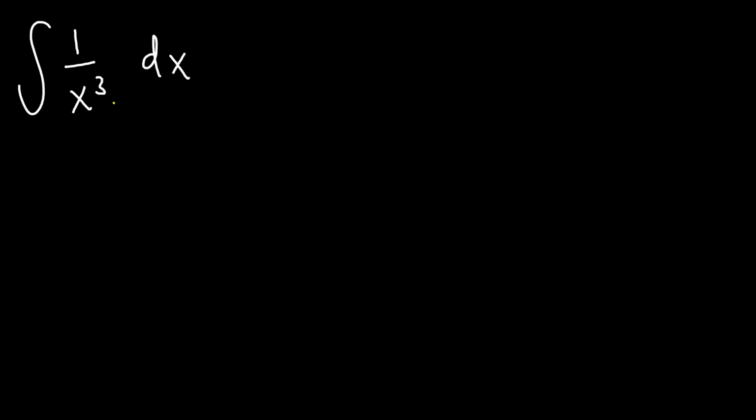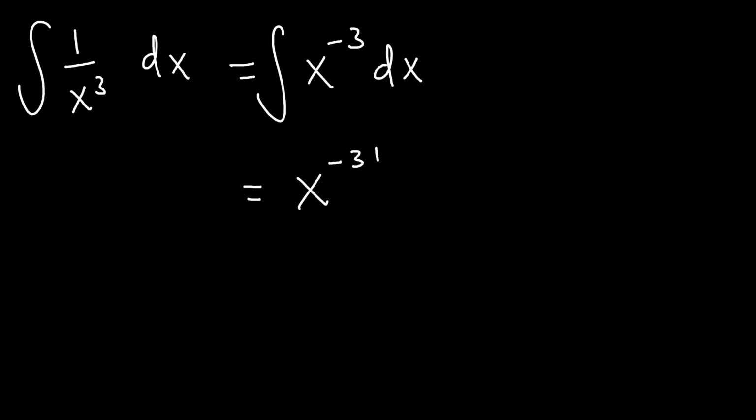Once again, from the rules of exponents, we can take this to the top, and the positive exponent will become negative. So this is the same as the integral of x to the power of negative 3 dx. And if we integrate this, we shall have x to the power of negative 3 plus 1 divided by negative 3 plus 1 plus c.